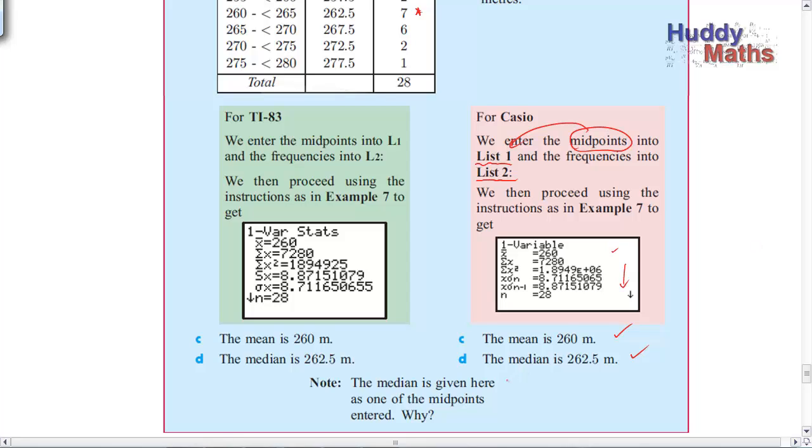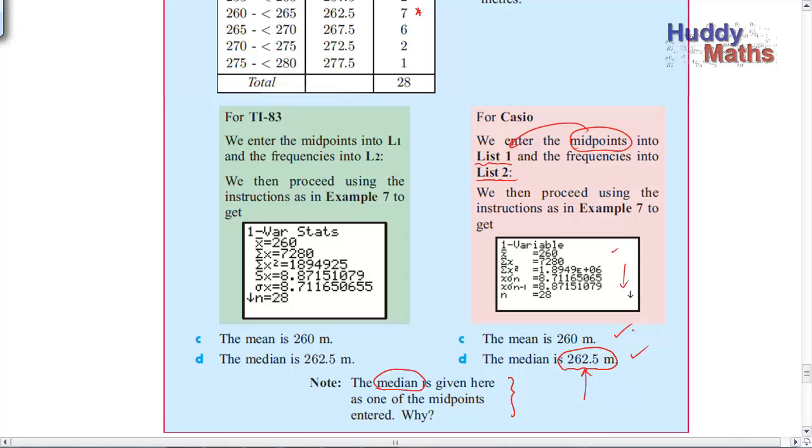Okay, they've got a question here. The median is given here as one of the midpoints. There it is there. Why would that be the case? Okay, think about that for discussion. Why is it the case? Well, because the median is one of the scores, isn't it? The median is a middle score. So it's going to be a midpoint because we've lost the actual original scores.